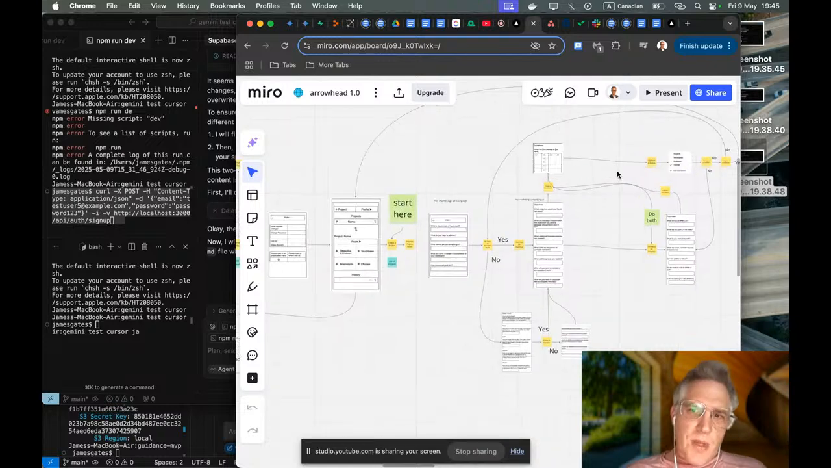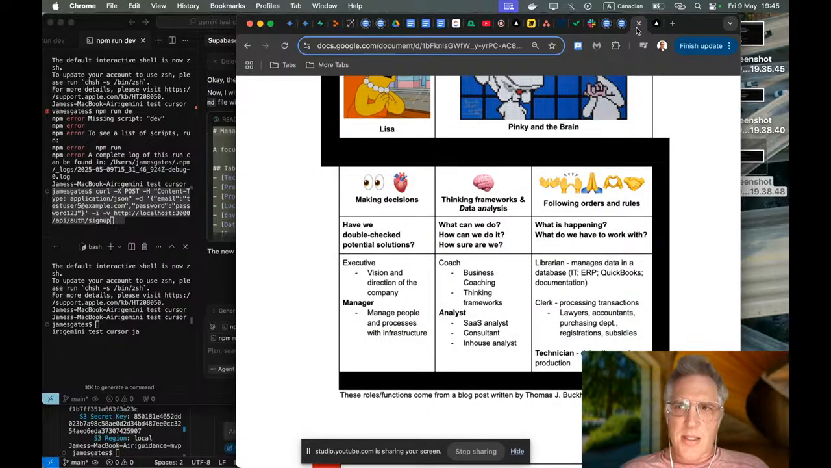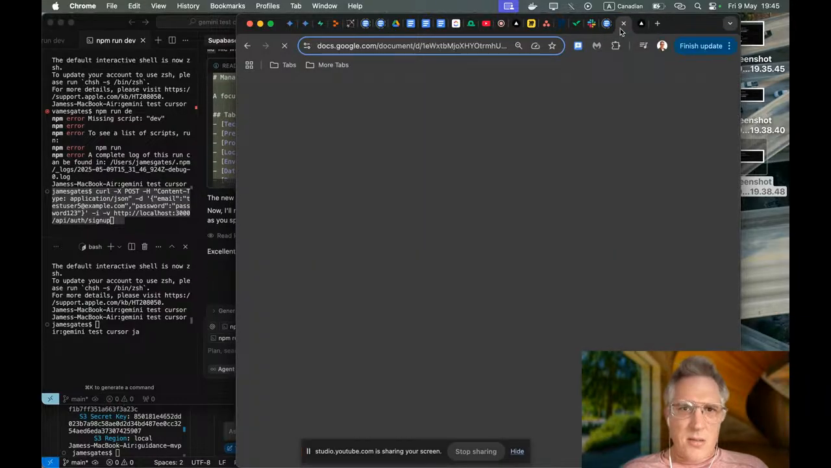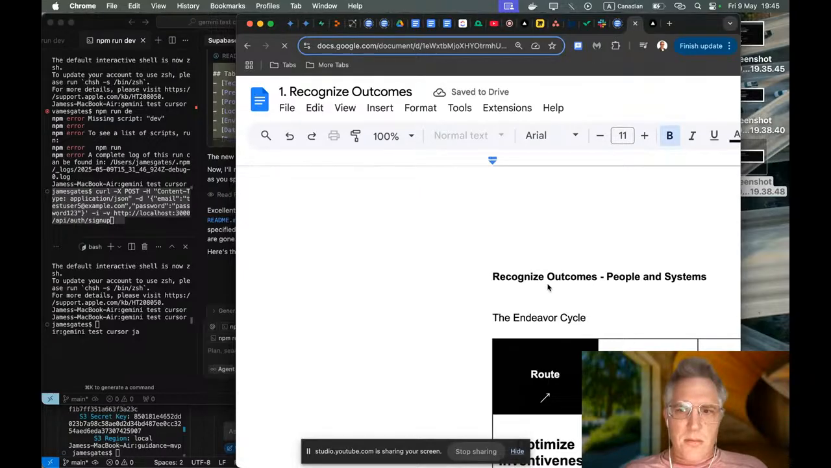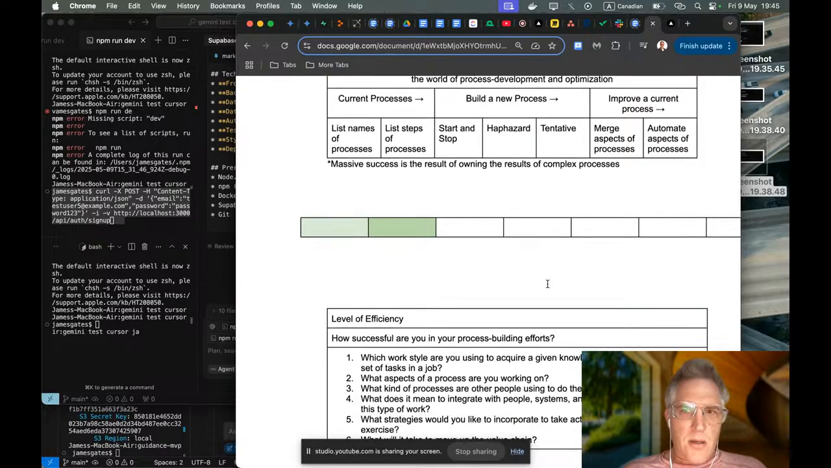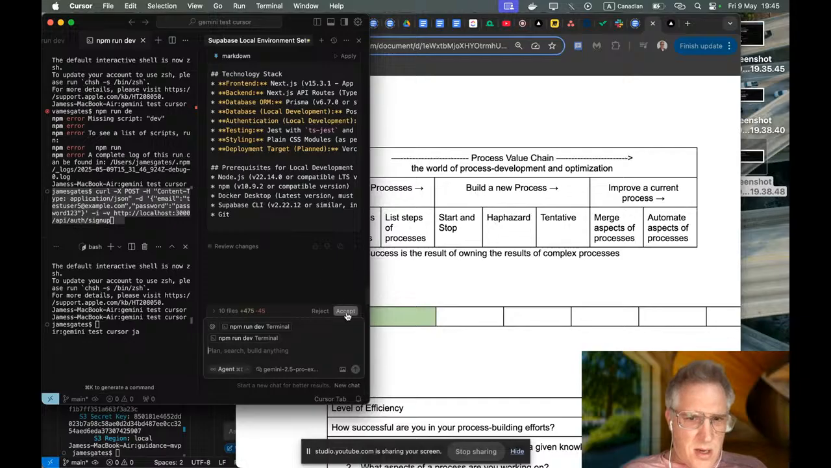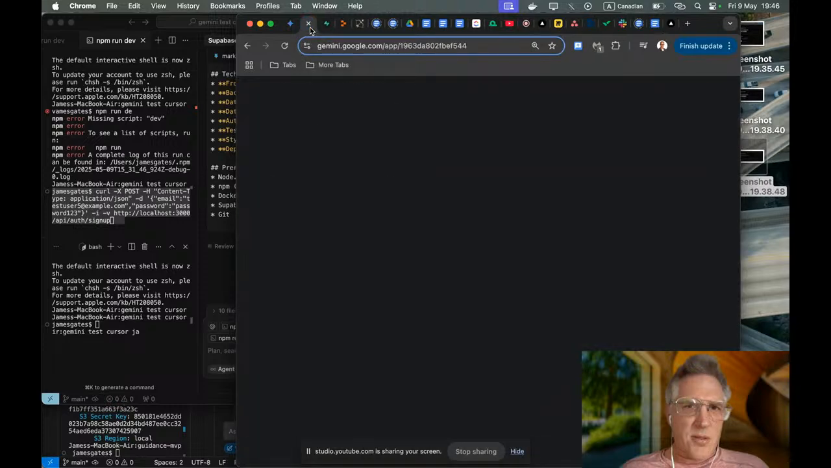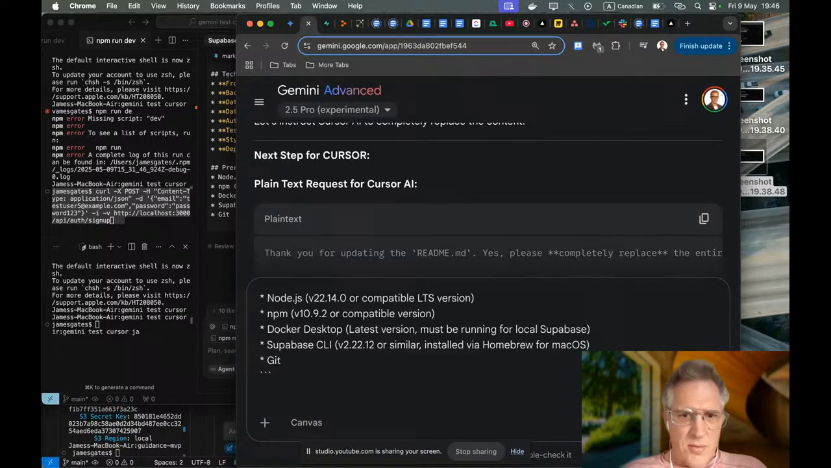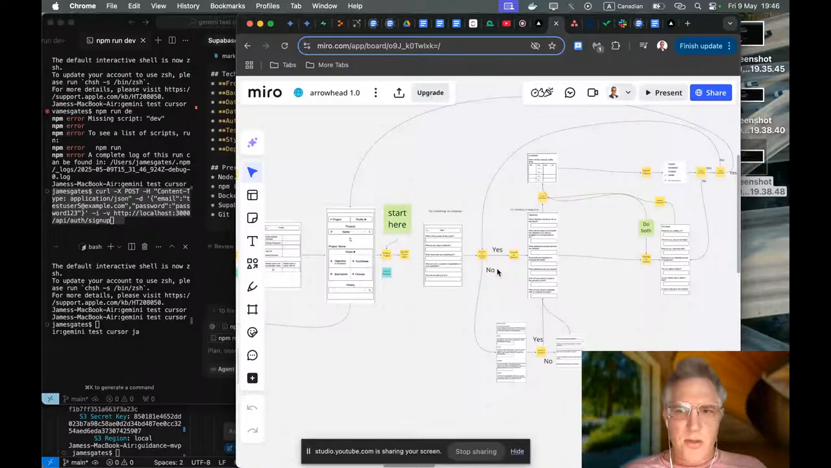For example, just now I was explaining the state styles document, and the state styles document, in Tom's work, is talking about the process of value chain. Now, when we're talking about the process value chain, you're going to get a different answer, right?